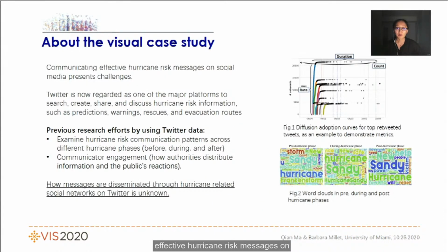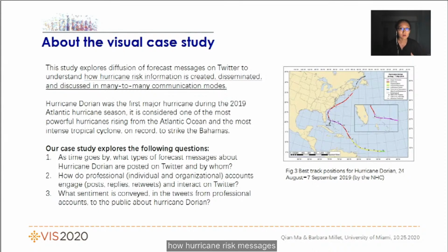Communicating effective hurricane risk messages on social media presents potentials, but also challenges, especially on Twitter, which is regarded as one of the prominent platforms to disseminate hurricane risk information. In previous studies, we found two main directions. One is to examine hurricane risk communication patterns across the whole process. The other is to evaluate the communicators' engagement. So there is a knowledge gap: how hurricane risk communication messages are disseminated through the hurricane-related social network on Twitter. This is our research focus.